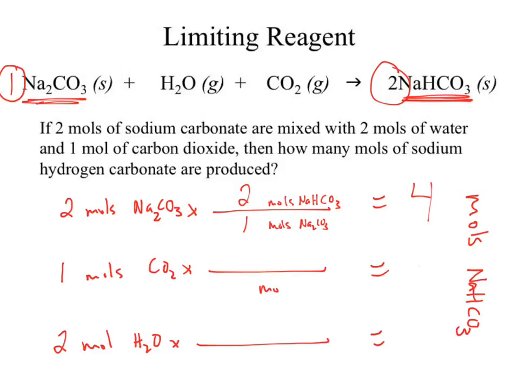I do a conversion. Moles of CO2 need to be on the bottom. Why? So it can cancel the units. Moles of sodium hydrogen carbonate needs to be on top. Why do I want sodium hydrogen carbonate? It's our product, so that's going to end up being my end goal anyway. And in the previous conversion, what did I end up with? Moles of sodium hydrogen carbonate. Once I do this calculation, I can now compare those numbers.